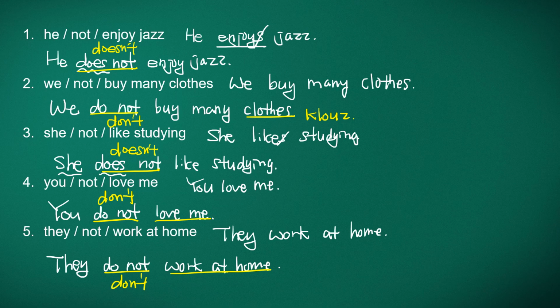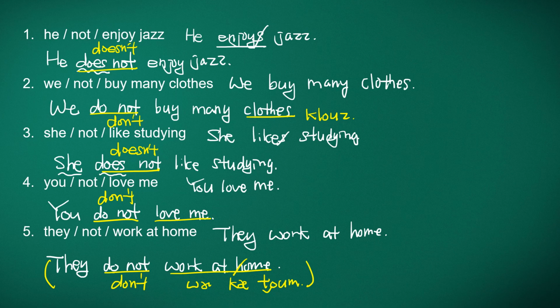So read these three together. Work at, and the H is silent. And then this T flaps because it's coming between two vowels. So they don't work at home. This is the right way to read. Okay, let's read the sentences again. He doesn't enjoy jazz. We don't buy many clothes. She doesn't like studying. You don't love me. They don't work at home.